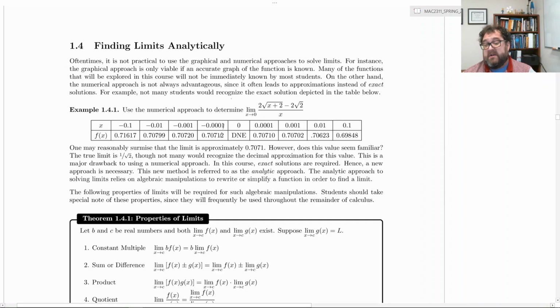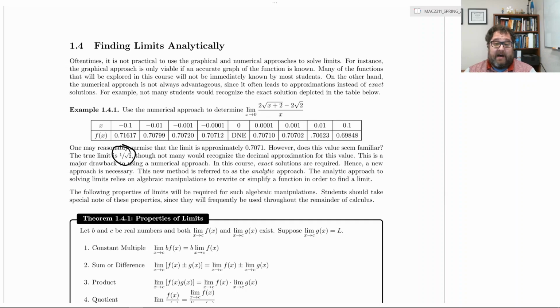Unless you've been thinking about trig a lot lately. If you have, you might think to yourself, oh, 0.707, that kind of rings a bell. Turns out the actual limit is 1 over square root of 2. But I would hazard a guess that nobody in this class would have recognized that. Maybe one person out of 30, 35 students might, but maybe not, because I've done this before in live classes, with 30 or 40 students sitting in a classroom, and nobody recognizes what the limit is.